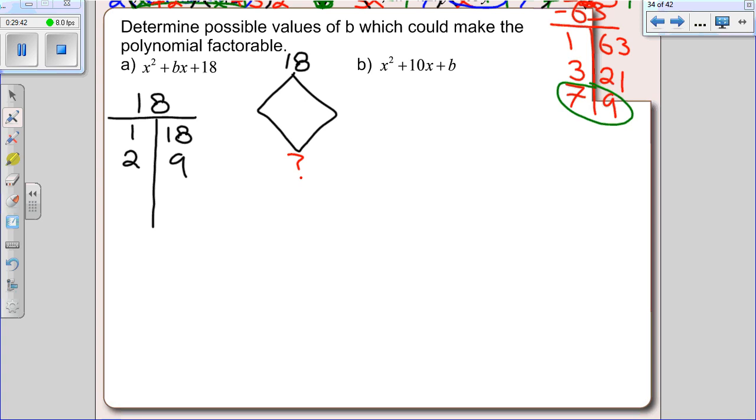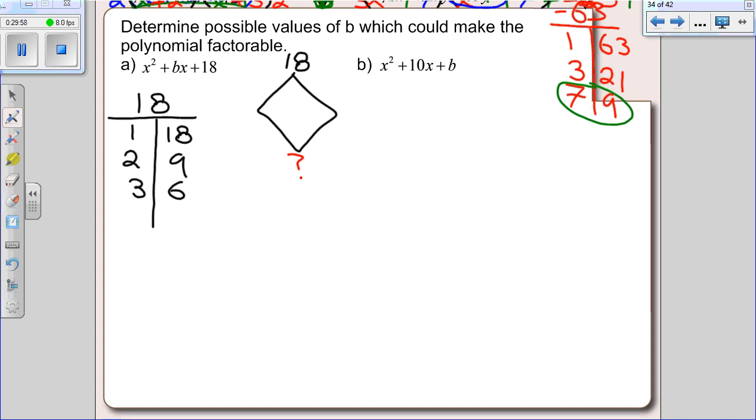Could you say, for the highest terms of going to 18, it's like 3 and 6? Oh, for this one, it's just asking for possible values. So you could choose any of these.